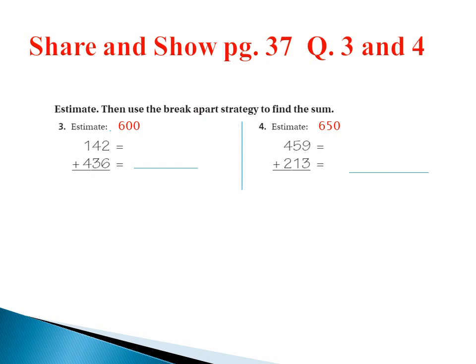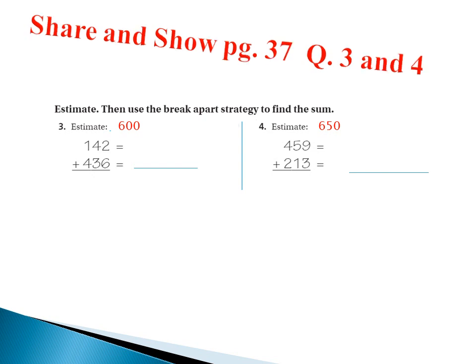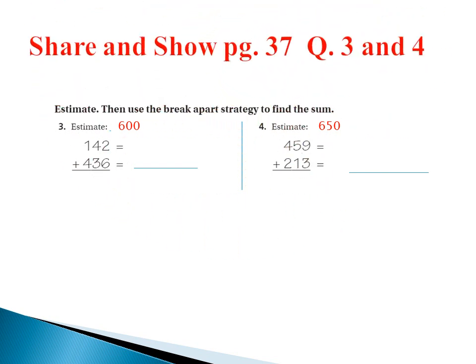Okay, let's go to page 37. Share and show. Question 3 and 4. Estimate, then use the break apart strategy to find the sum. 142 plus 436. The estimated sum is 600. Let's break apart. Remember, when you break apart and add in hundreds, tens, and ones. 142 equal 100 plus 40 plus 2. 436 equal 400 plus 30 plus 6.